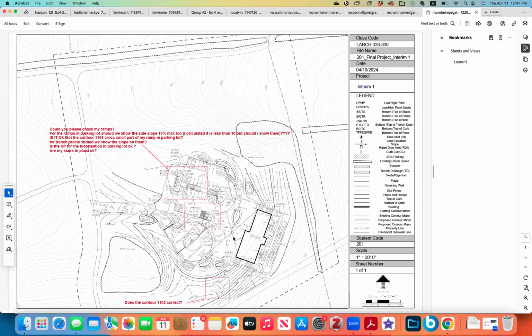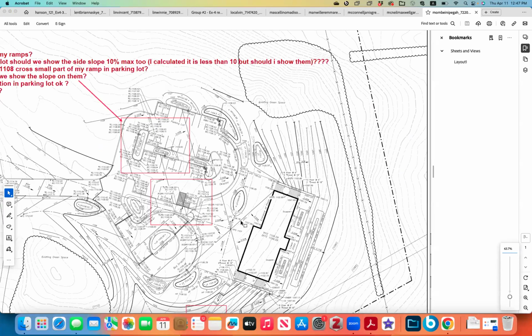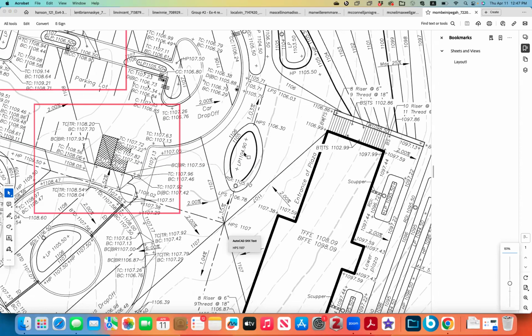HP in the parking lot. 107. This one? Oh, here? You do not need to mark HPs anymore. You just mark the elevation. Yeah, because this is just one swale. It's one swale. It kind of came in and then it starts again. And this is not necessarily.